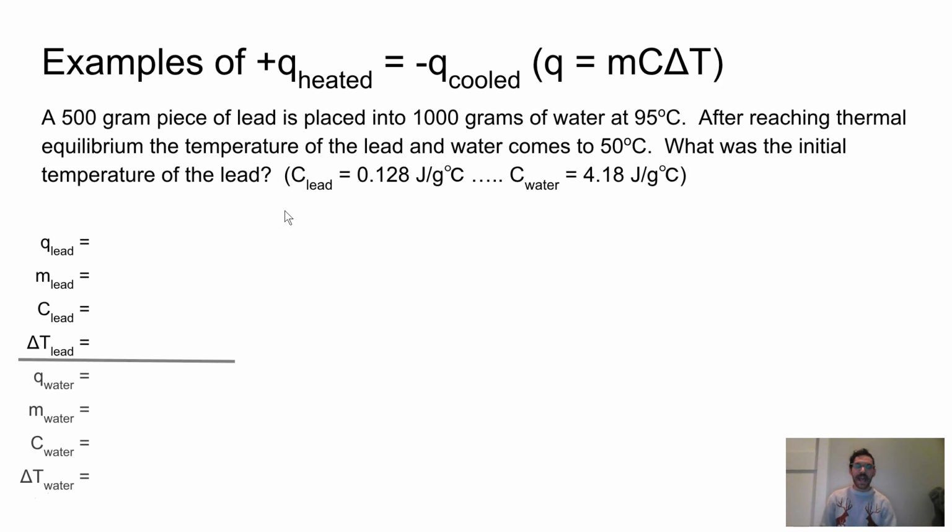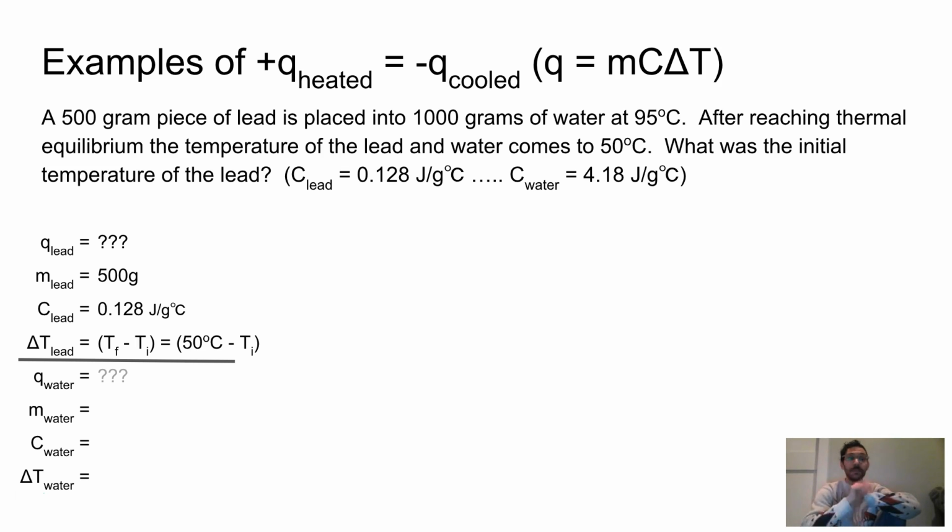We've got lead and we've got water. The final temperature is less than that of the water, so we can assume that our lead is going to be heated, and the water is getting cooled down. Therefore, the lead's heated. What do we know about the lead? We don't know Q yet, but we do know the mass and the specific heat. We don't know the temperature change, though we do know the final temperature. It's 50, so we know part of this.